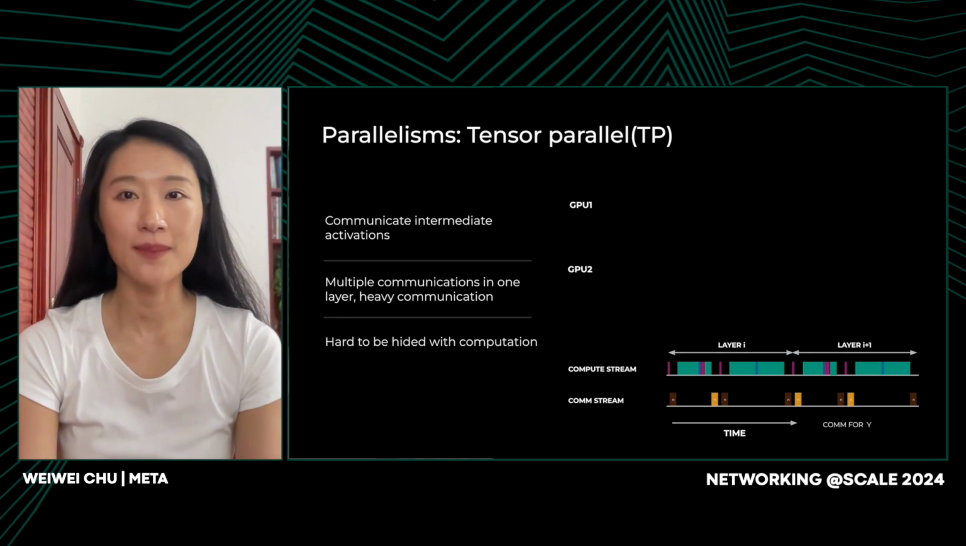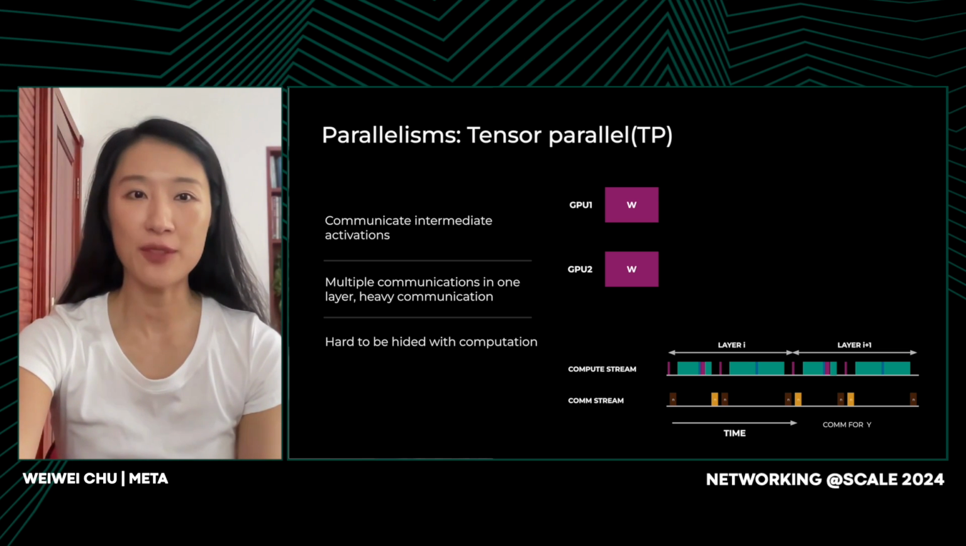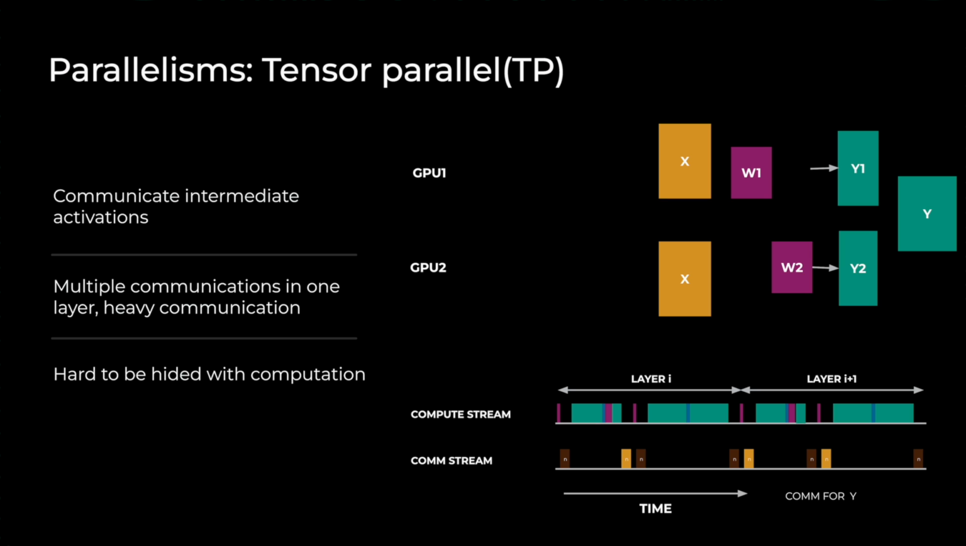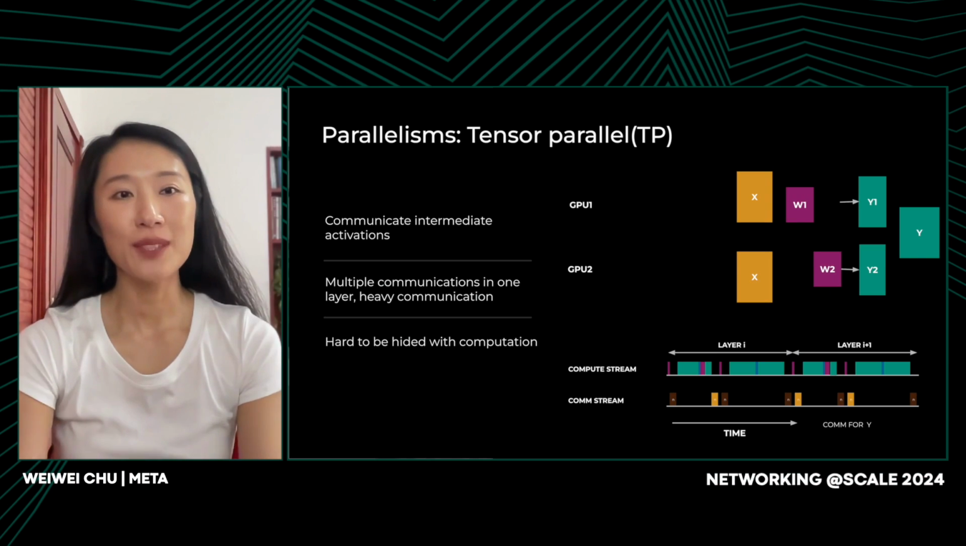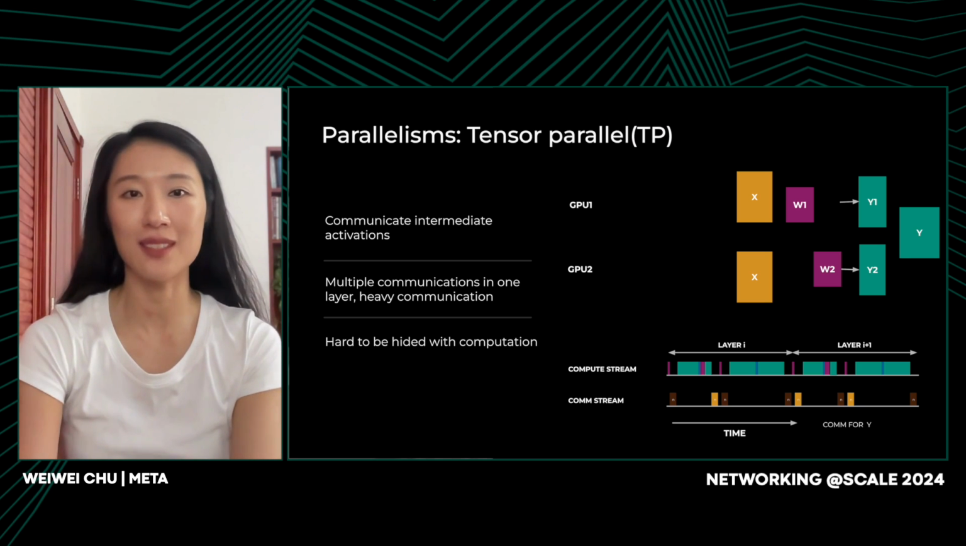In contrast, tensor parallelism will always need to keep the weight matrix sharded onto different GPUs. But we will need to gather the output Y. There will be multiple such computations in each model layer, and the computation will need to depend on the previous computation's output. So TP will introduce multiple heavy communication, and this communication is hard to hide by computation.